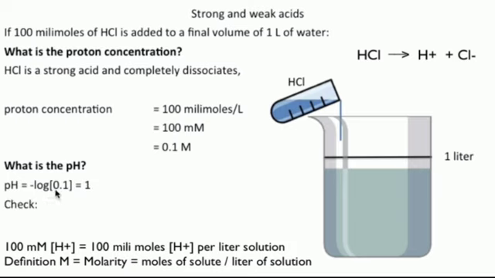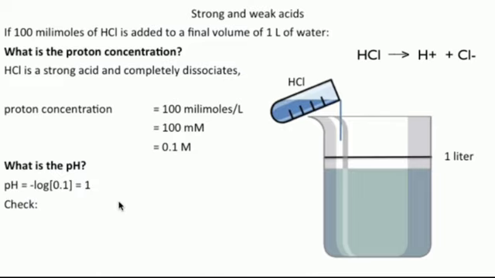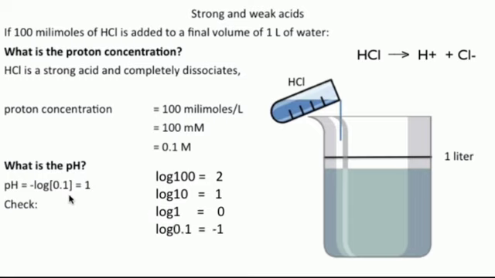The logarithm of 0.1 is negative 1, so the negative logarithm of 0.1 is 1. Now, I don't expect you to instantly be able to pull that out of your head, but just let me remind you, what's the logarithm of 100? Well, 10 squared is 100, so logarithm of 100 is 2. What's the logarithm of 10? 10 to the 1 is 10, so logarithm of 10 is 1. Logarithm of 1 is 0, because 10 to the 0 is 1. Anything to the power of 0 is 1. And the logarithm of 0.1, or of 1/10, is negative 1.